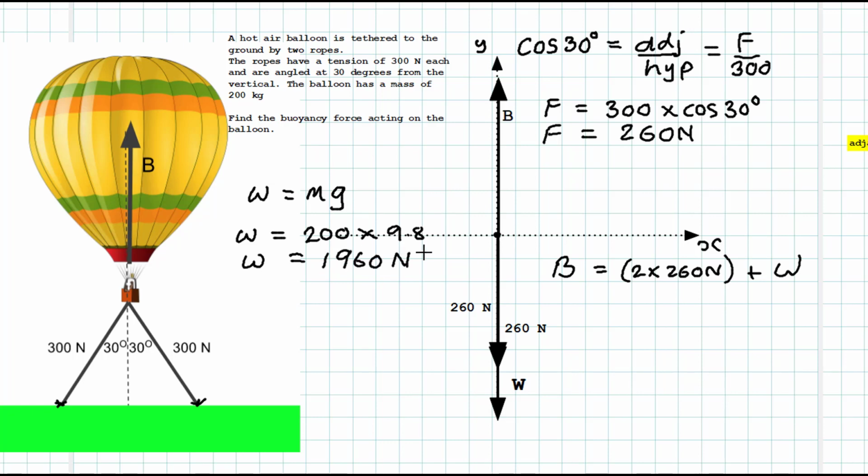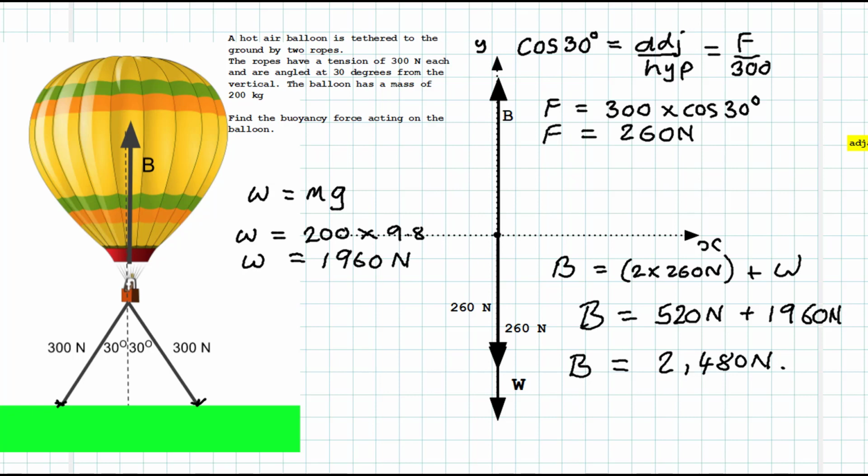So the weight of the balloon is going to be 1960 newtons. So therefore we can substitute that into our equation here, and we get a value for the buoyancy force. Buoyancy force equals 2 times 260 newtons, which is going to give us 520, plus the weight of the balloon, which is 1960 newtons, and therefore we end up with the final answer that the buoyancy force, which is pushing the balloon up the way, is going to be equal to 2,480 newtons.